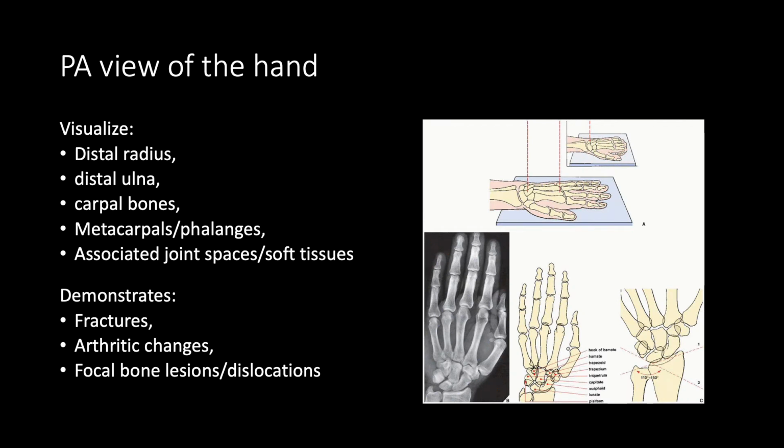So we look at the PA view. Like I say, it's just the hand palm down on the film plate. So it gives you a good area to look at the distal radius, distal ulna. You should be able to pick out most of the carpal bones, your metacarpals and phalanges, and associated joint spaces and soft tissues around that area. So primarily, we're going to do this view if we're looking for fractures, arthritis, or any type of degenerative changes, or any focal dislocations or lesions of the bone.